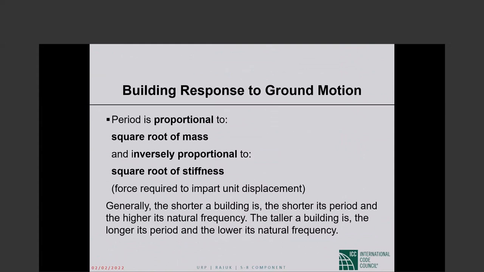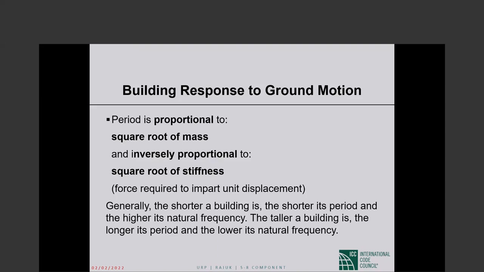The period of a structure, very importantly, is proportional to the square root of the mass. So heavier structures would have longer periods, and the period is inversely proportional to the square root of stiffness. So stiffer structures would have shorter periods. This is very important. Period is proportional to the square root of mass, so heavier structures have longer periods, and stiffer structures have shorter periods.